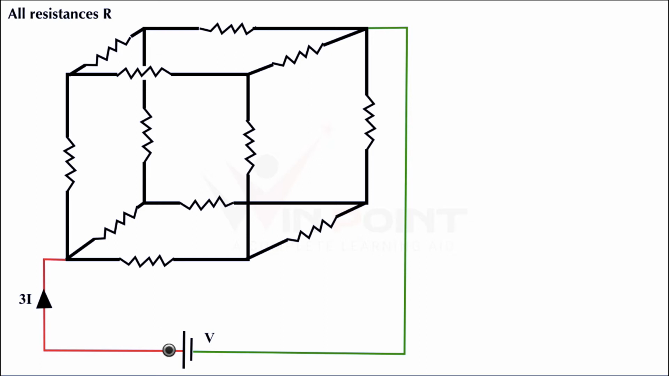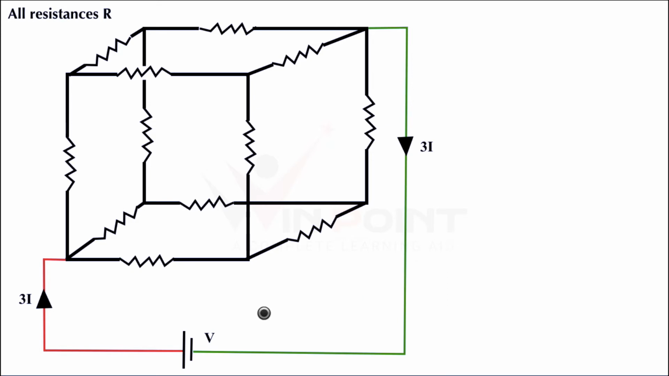If a current is flowing through this circuit from the positive terminal of the cell, 3I current is coming out, then it has to be 3I to the negative terminal also. Current will flow through all these resistors, and the returning current, the incoming current to the cell, should be 3I.